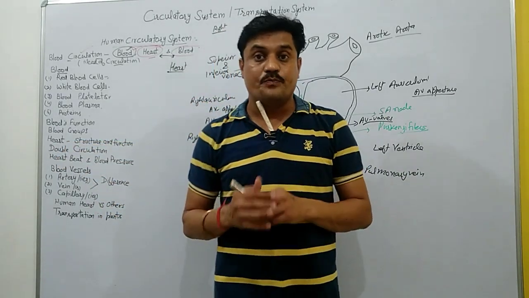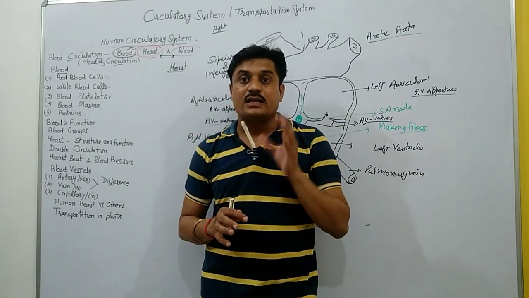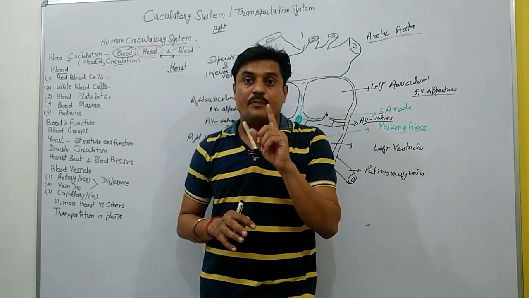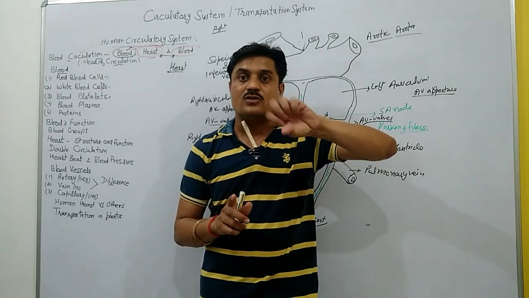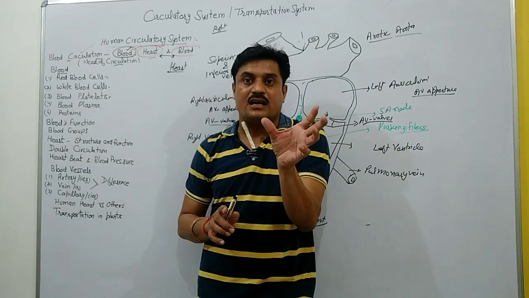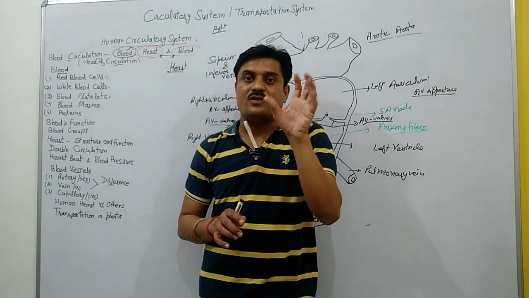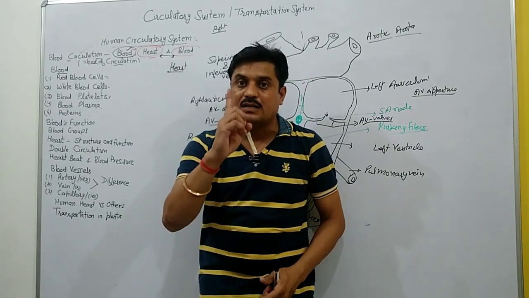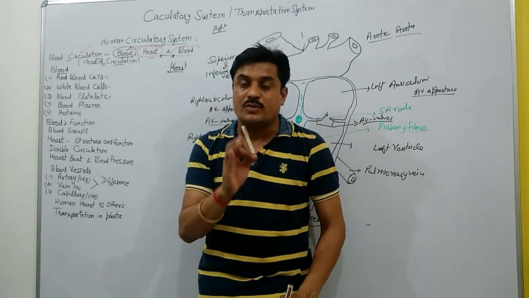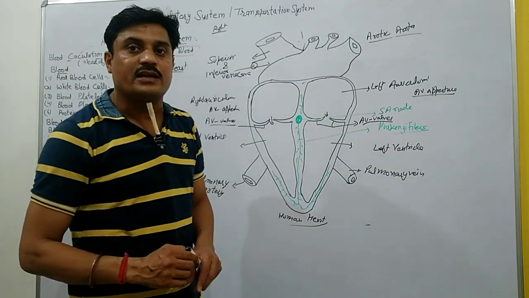A human heart normally beats 72 times a minute. Means in a minute the heart beats 72 times. A beat is a set of one contraction and relaxation. It means when the chambers of the heart once contract and then relax, this complete set of contraction and relaxation is called a heartbeat, and there are 72 heartbeats a minute in a normal healthy human being. So let me explain the working.